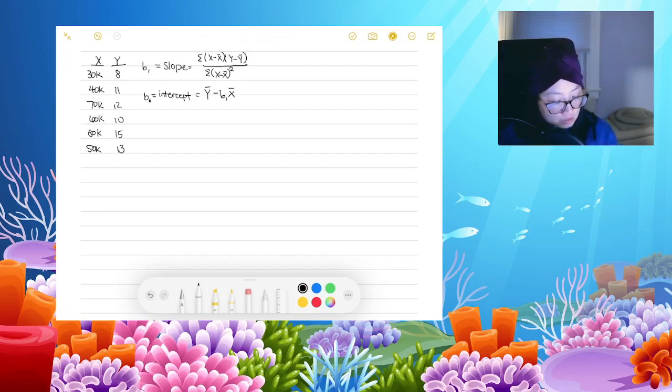Okay, so now let's calculate the slope. I just realized I probably made a terrible mistake right here. I should write this out over here. That way I can continue using the right side of these two columns to continue with showing my work.